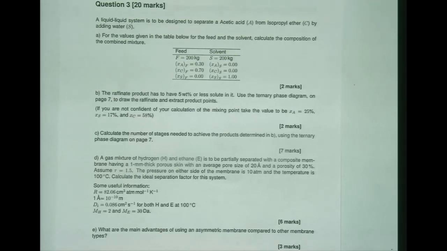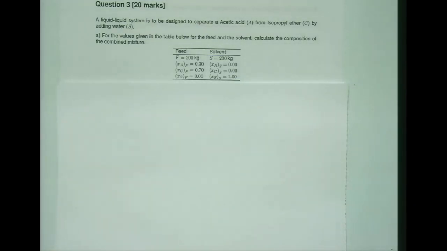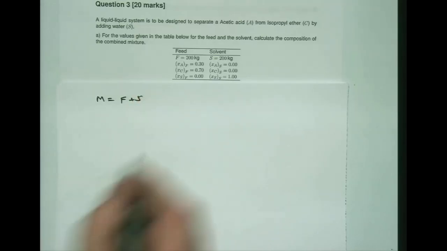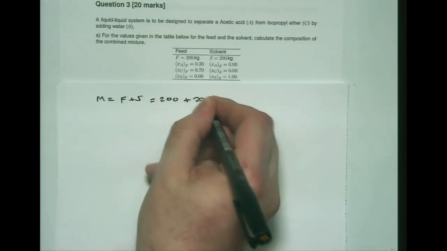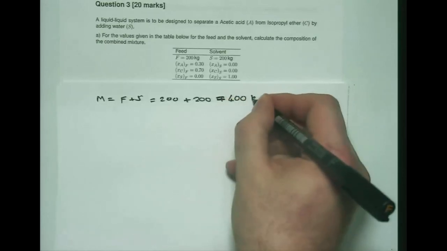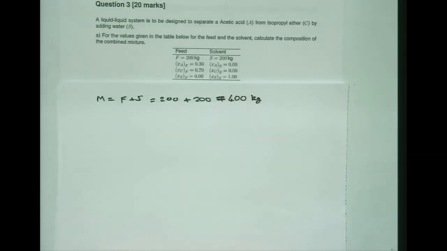So part A actually asks us to use those two systems to calculate the composition of the combined mixture. So we know that obviously the total amount of the combined mixture must be equal to the feed plus the solvent. So that's 200 of each. So we know that the mass of our total mixture is 400 kilograms.